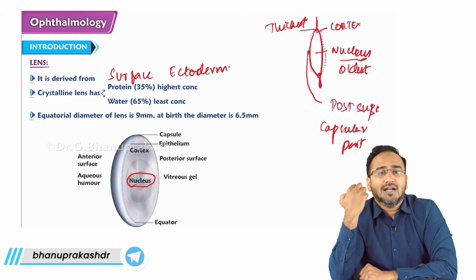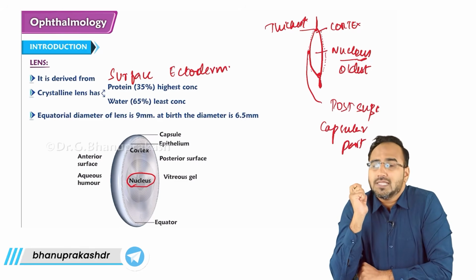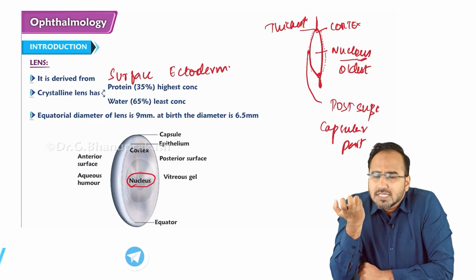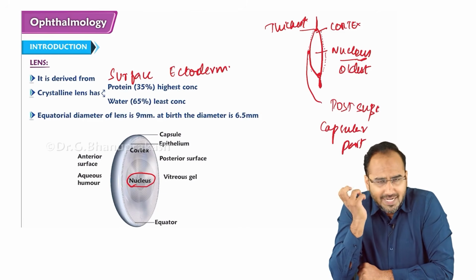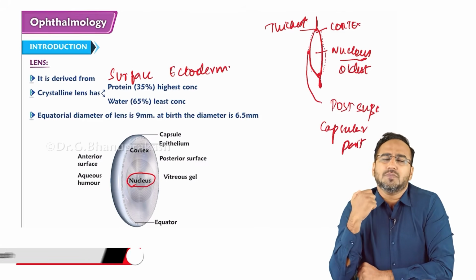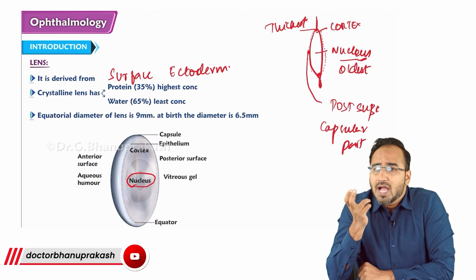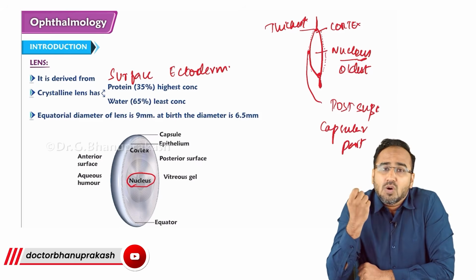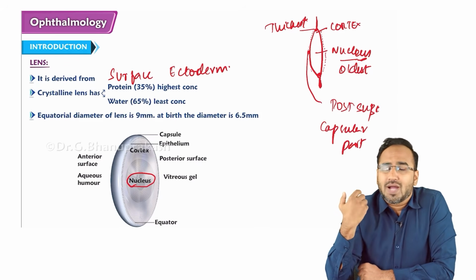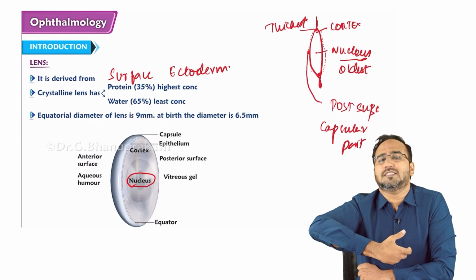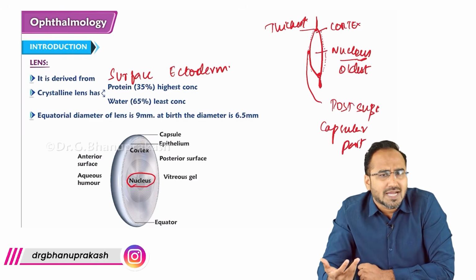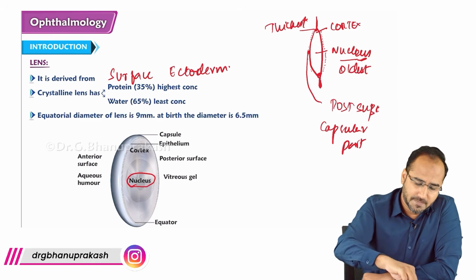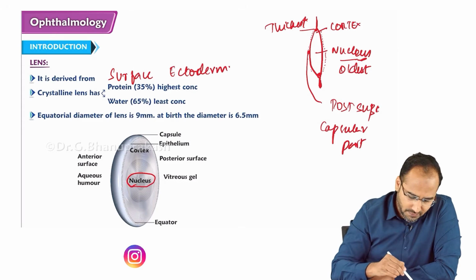What else do we need to remember? How is the lens deriving its nutrition? The lens derives its nutrition from the aqueous humor. The lens is submerged in the sea of aqueous humor. As I already told you, aqueous humor is rich in vitamin C. How is that vitamin C going into the lens? The vitamin C is transported to the lens from the aqueous humor by an enzyme called myoinositol, right?